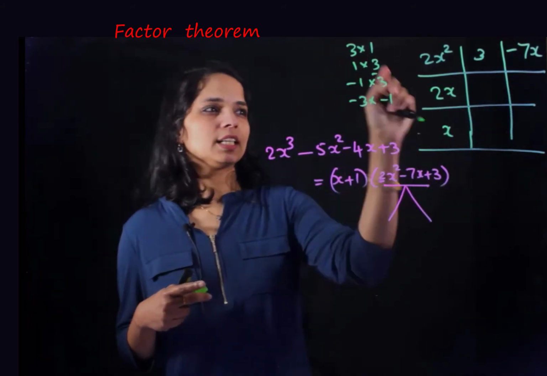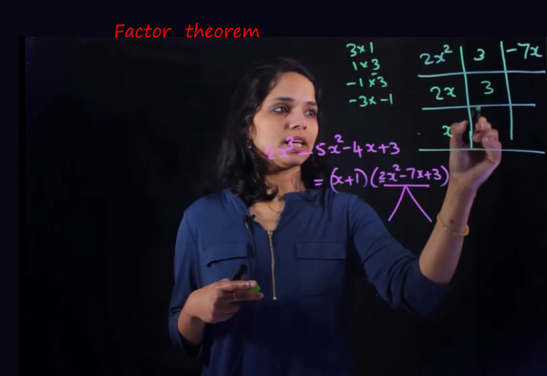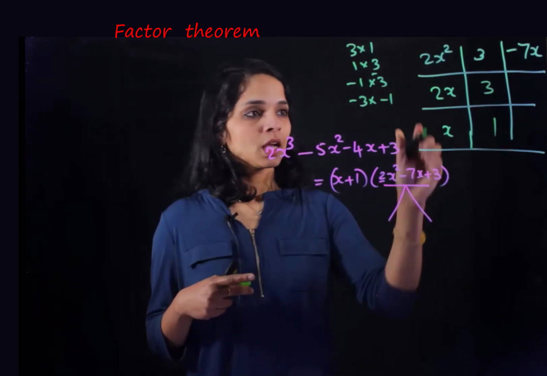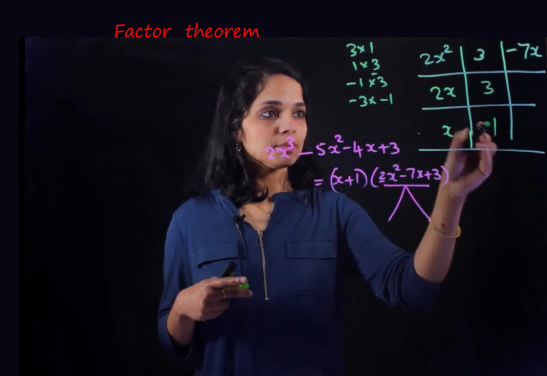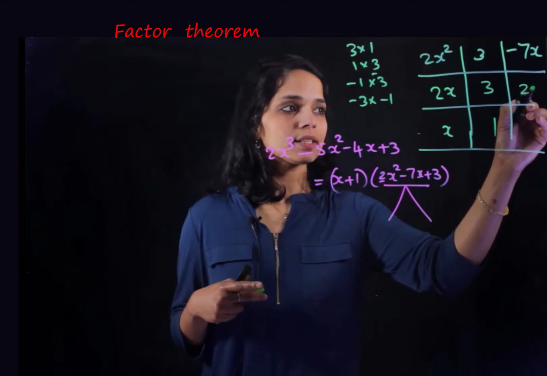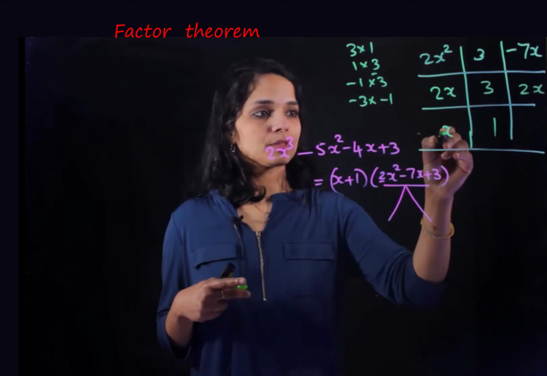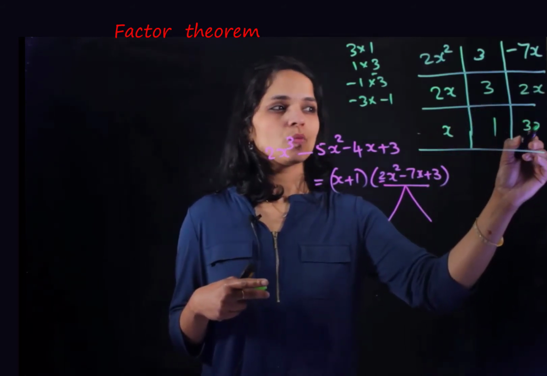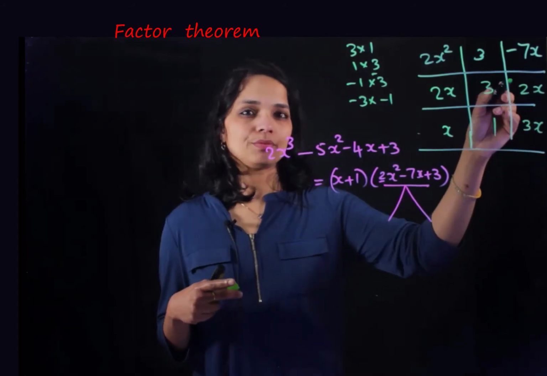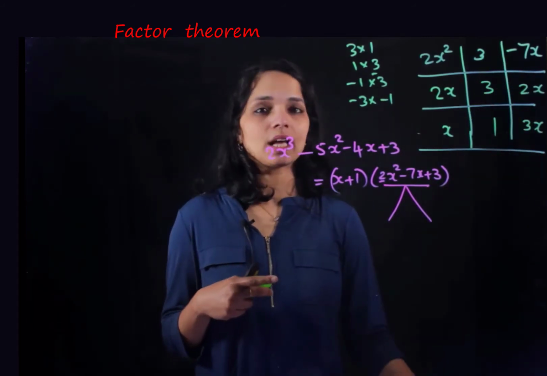So let me try with 3 and 1. So write down 3 in here, 1 here. When we cross multiply these terms, 2x times 1 is 2x and x times 3 is 3x, which when we add get 5x, not 7x. So that's not a good option.